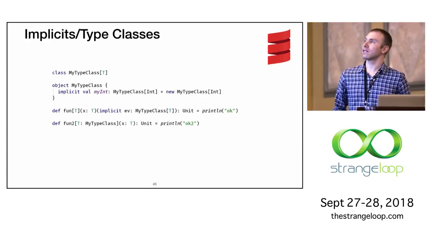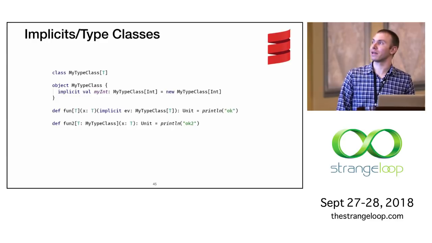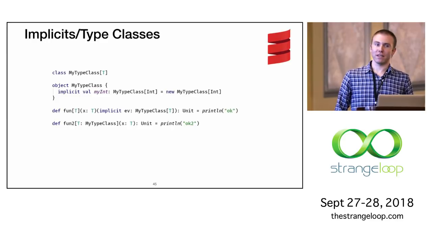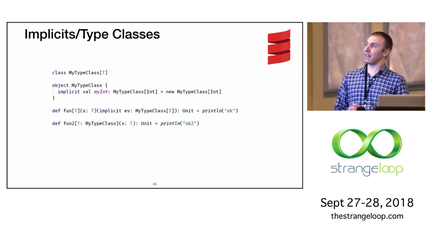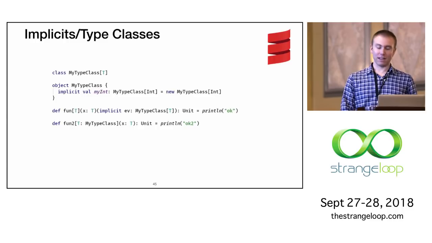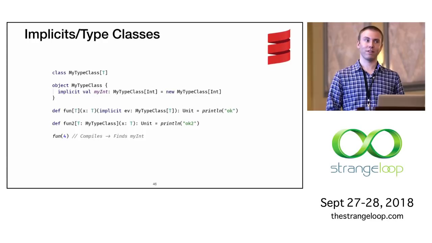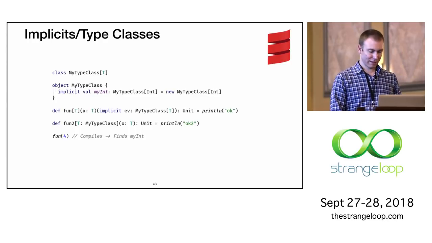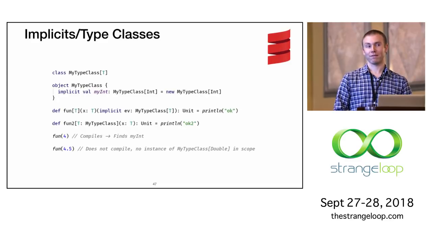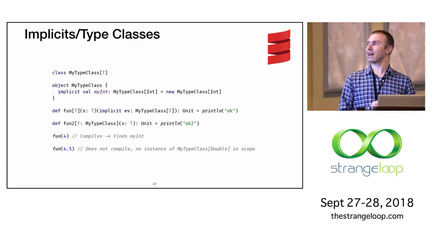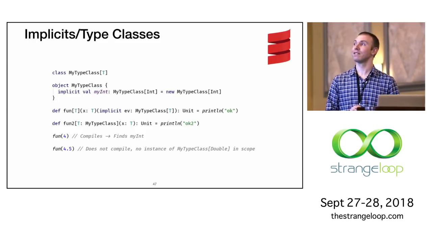And this is an equivalent syntax. On the first fun, it takes an x of type T. The T will be inferred because it's a type parameter. Then we have this implicit evidence as the second argument list. We can provide it in the program, but we don't have to. The compiler will fill that in if it can. If it can, we're able to call that method just fine. Fun2 is just the syntactic sugar for the same thing. If we call fun4, it finds myInt, and everything's happy. If we call fun4.5, there's no instance of MyTypeClass[Double], and it blows up.